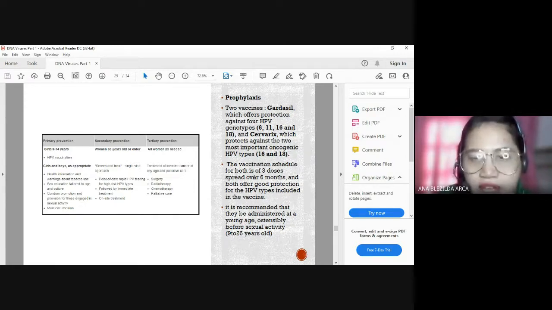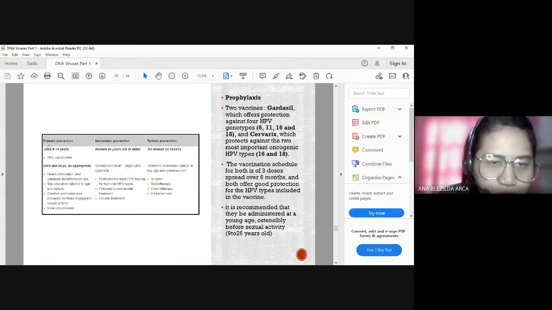So, paano yung schedule dyan? Again, 3 doses siya. It's spread over 6 months. It is recommended na yung mga age group natin from 9 to 26 years old, mabigyan. Pero pwede ang 9 to 14 and then 30 years old and then all women. Okay?